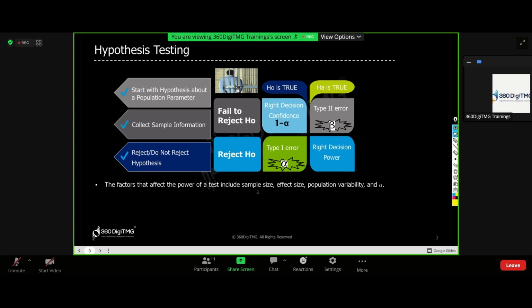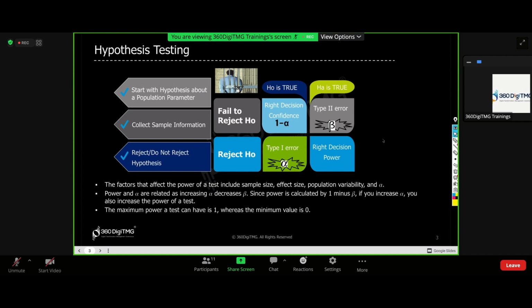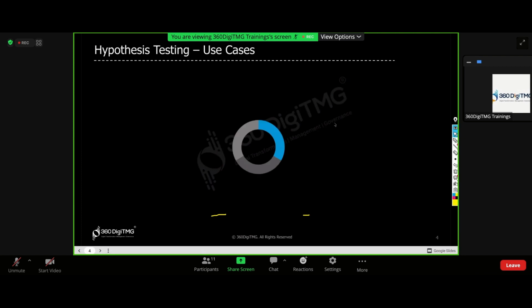So the factors that affect the power of a test include sample size, effect size, population variability, and the value of alpha and beta. So this is again the calculation part. And the maximum power a test can have is 1, where the minimum is 0. So here we will be having a chart or the use case.